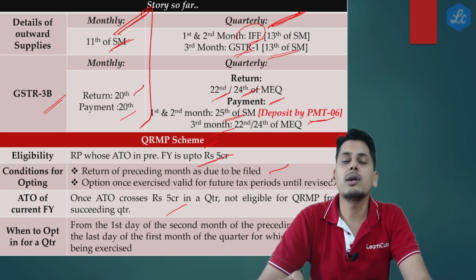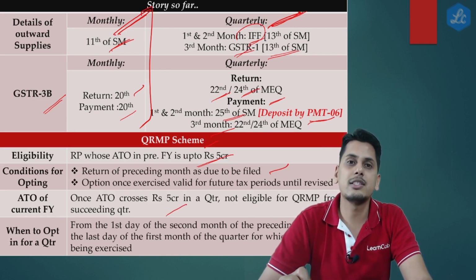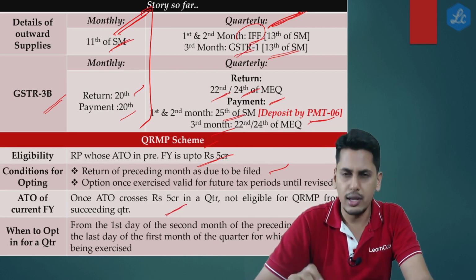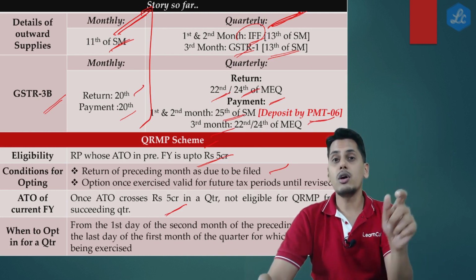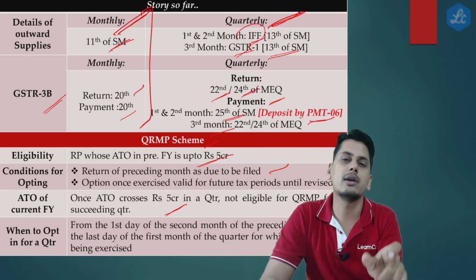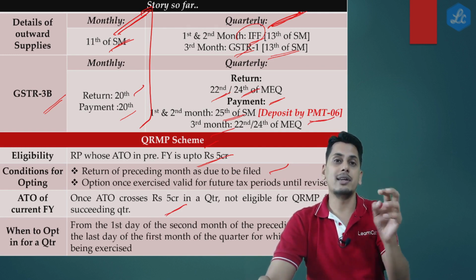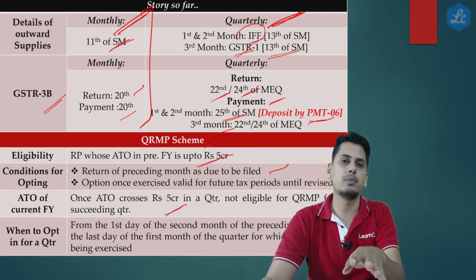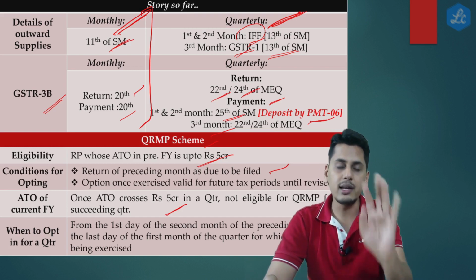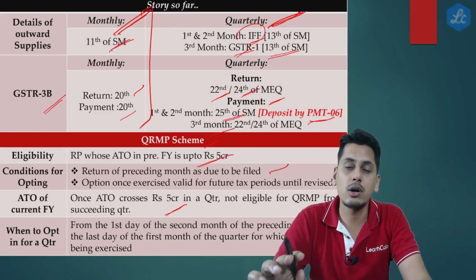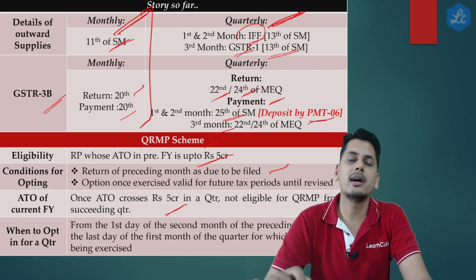Moment the aggregate turnover in any of the quarters exceeds 5 crore. That means once the aggregate turnover crosses 5 crore in any particular quarter, we are not talking about turnover of that particular quarter. We are talking about the entire turnover, the aggregate turnover. If it is crossing 5 crore rupees, you have to check in which particular quarter it is crossing. Then from the next quarter onwards, you are not in a position to operate under QRMP scheme.